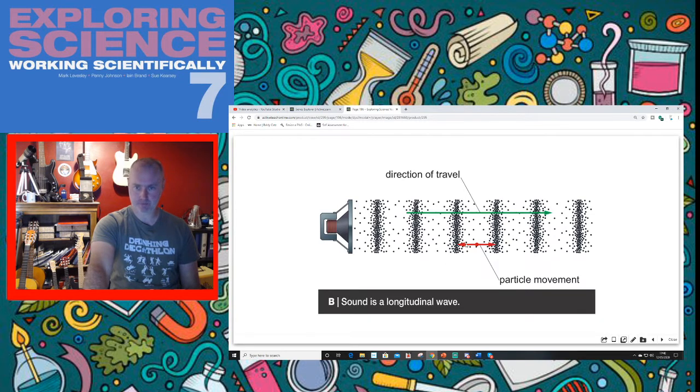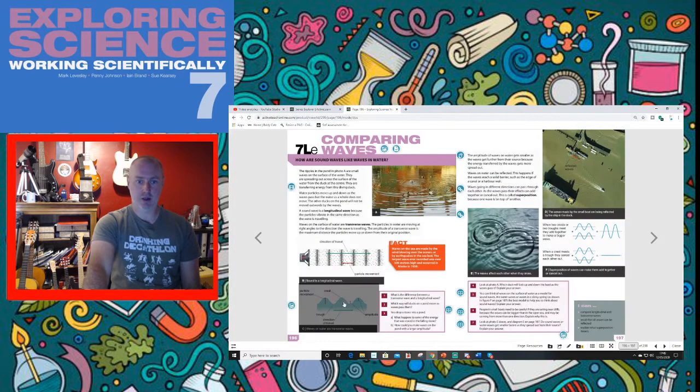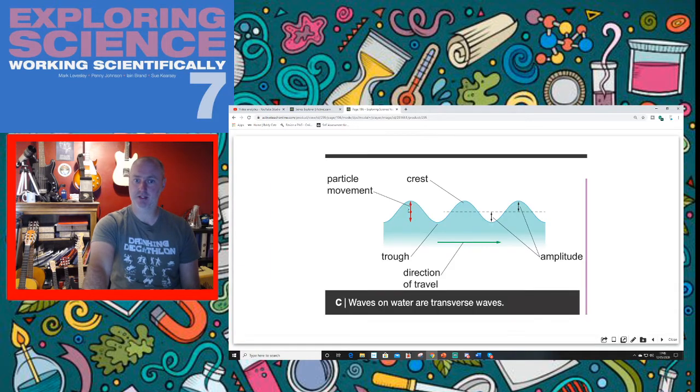Longitudinal wave: the particles move side to side and the wave moves to the side. Okay, if you've got that, good. Transverse wave: the particles move up and down, but the wave travels to the side. If you can remember that, fantastic. And you're going to have to be able to sketch the shape of one of these as well.